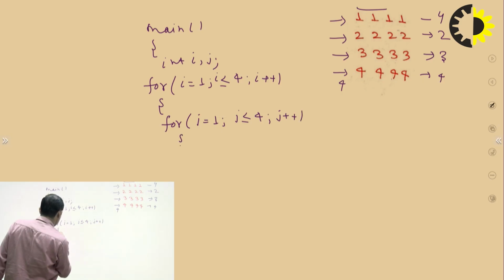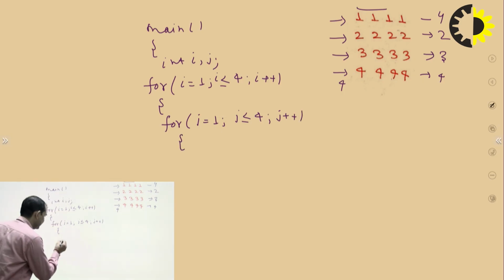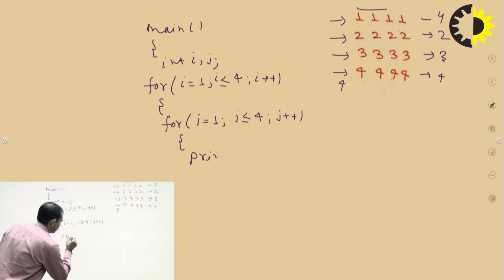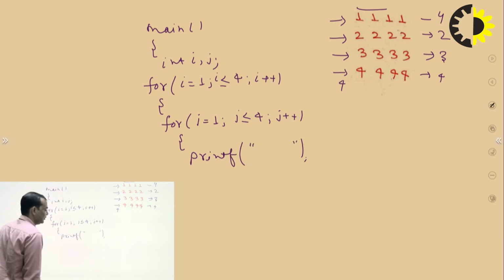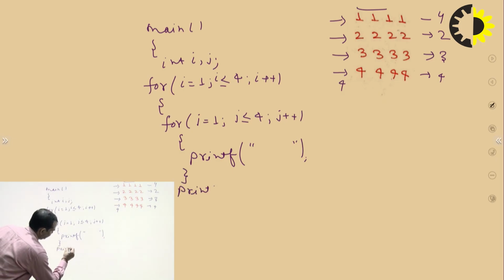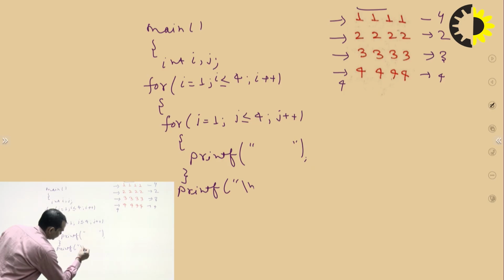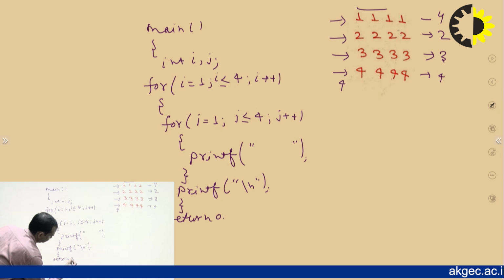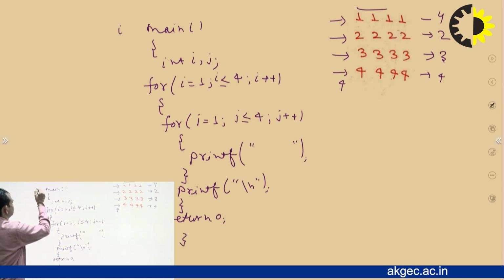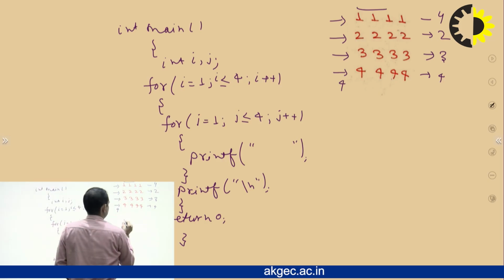Now here, what will be printed? In the previous program we printed a star here. What will we do? We print the star here, then it will be a block, and after that for the new line we use slash n. Now here we do not need the star.